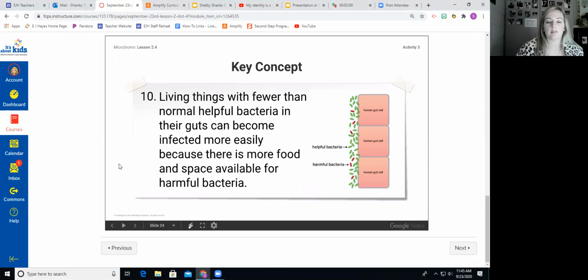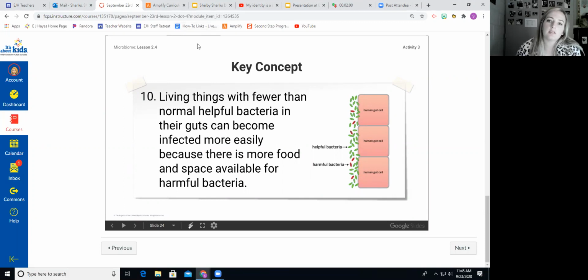Now, we've got a key concept. This is our second key concept that I'm going to have you all put in your interactive notebook. Abby said that they are more likely to get sick. That's a good point if they don't have that good bacteria to fight off the bad bacteria.